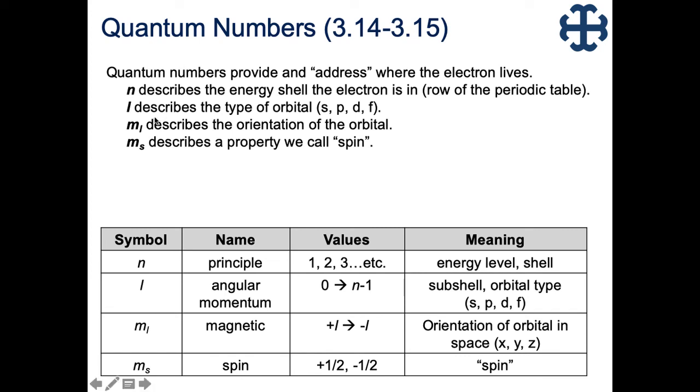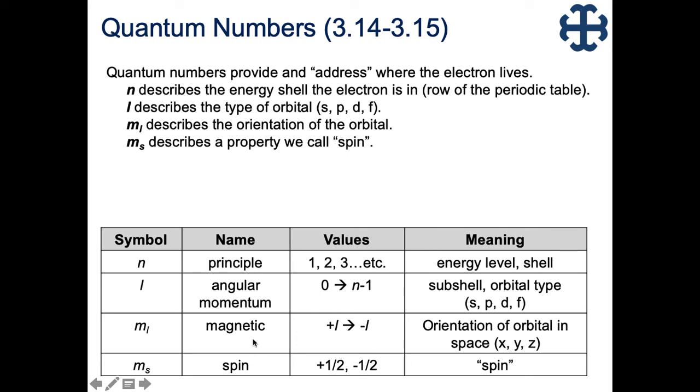Next up, we have the quantum number L, and L is what describes our type of orbital. So L can be anything from 0 up to our n quantum number minus 1. And so, say for example, we have an L quantum number of 1. That means that we have a p orbital. If we have L equal to 0, it's an s orbital, 2 is d, and 3 is f. Okay.